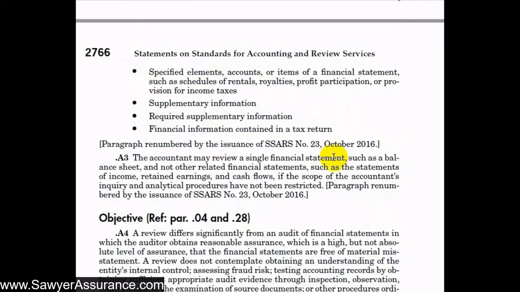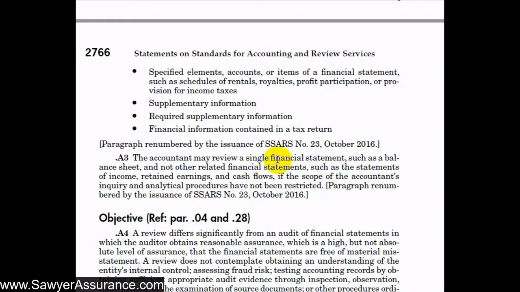Another item that we might review, which is not all financial statements, is a single financial statement, for instance, just a balance sheet, and not the other financial statements, for instance, income, retained earnings, and cash flows. The only way we're able to do that is if the scope of our procedures is not restricted. Therefore, some of our procedures might include income statement accounts whenever we are performing some analytics or inquiries of the balance sheet. That makes sense because a lot of balance sheet accounts are related to income statement accounts.